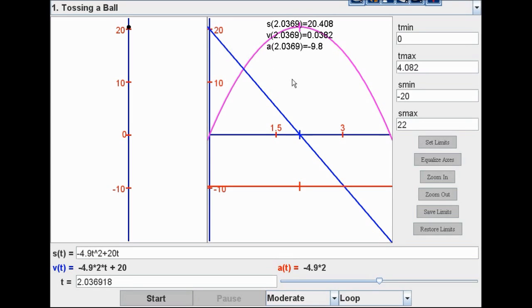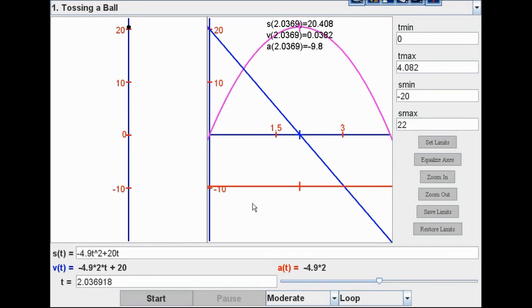Now, what we would want our students to do is to be able to relate the fact that the ball is at its maximum height. And now if we look down to velocity, well, what is the velocity? Well, it looks like it's very, very close to 0. It's on the x-axis. So we would want our students to be able to relate those two things.